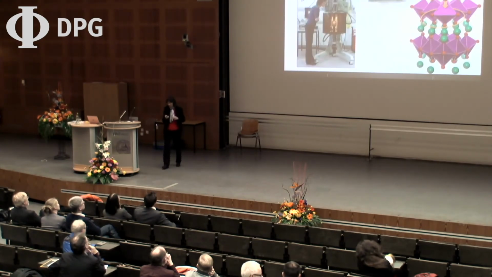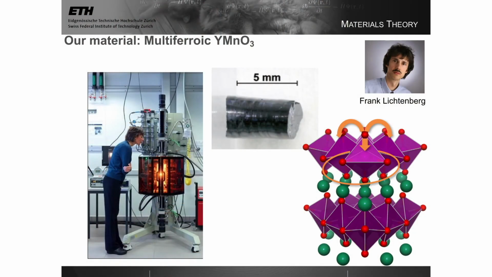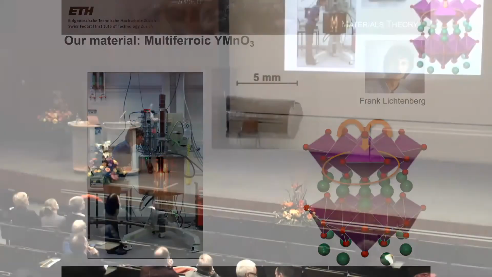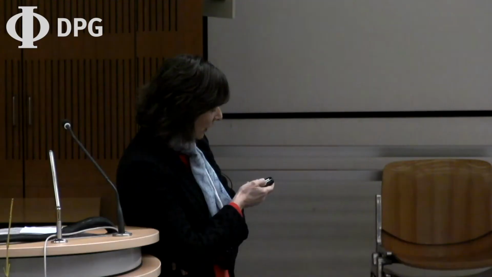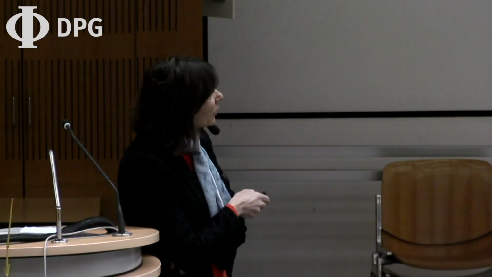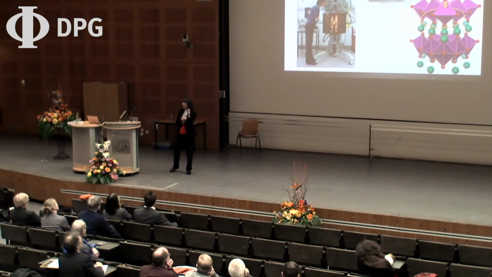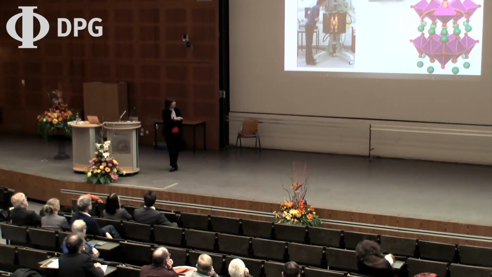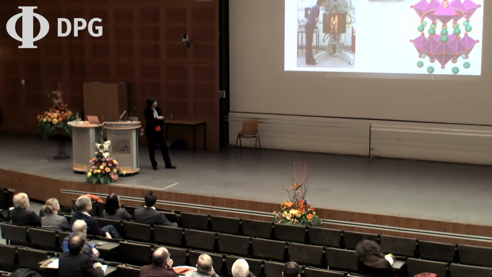So here's the material. It's a transition metal oxide called yttrium manganite, yttrium manganese O3. It looks like this. This was grown in our lab at the ETH by my senior scientist, Frank Lichtenberg. It looks kind of metallic, but actually it isn't. It's a ceramic. It's a rather good insulator, and it just looks metallic because its band gap is rather small. It's around a 1 electron volt band gap, but it's actually quite a good ceramic ferroelectric insulator.